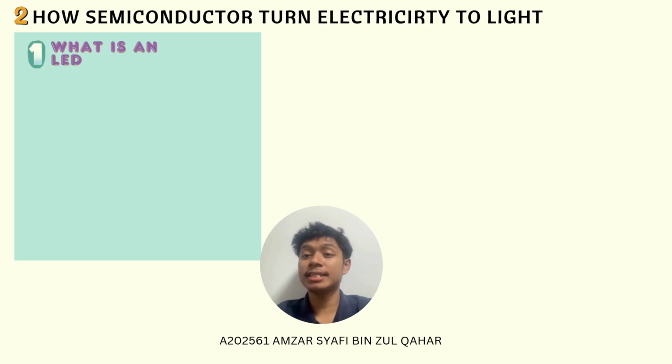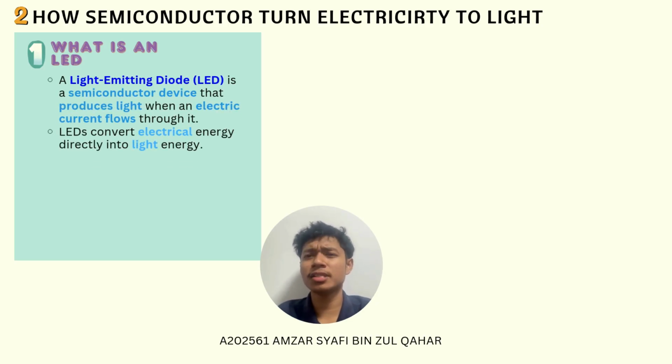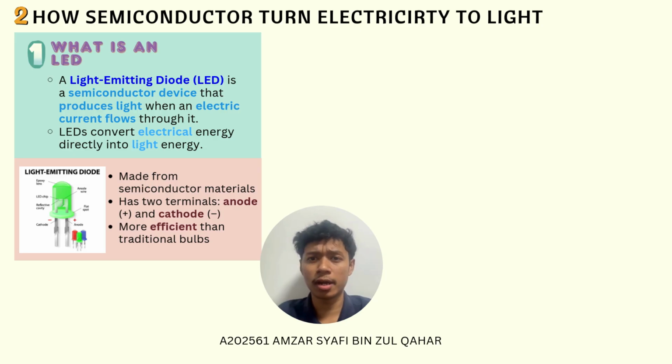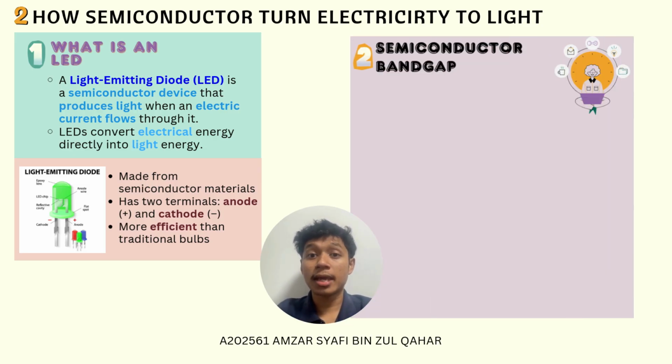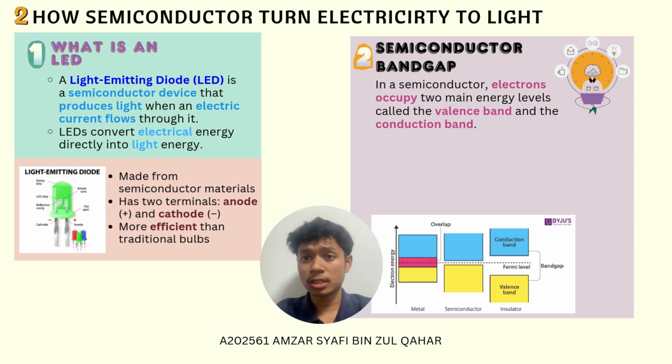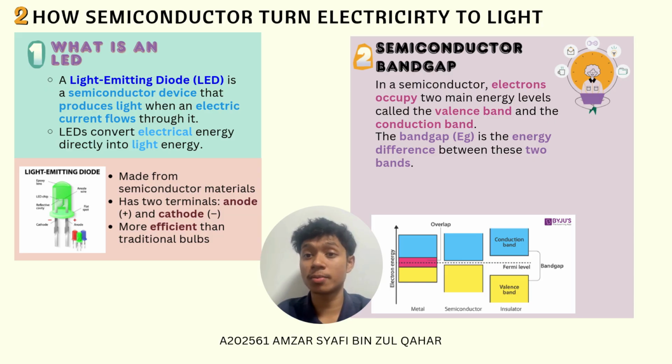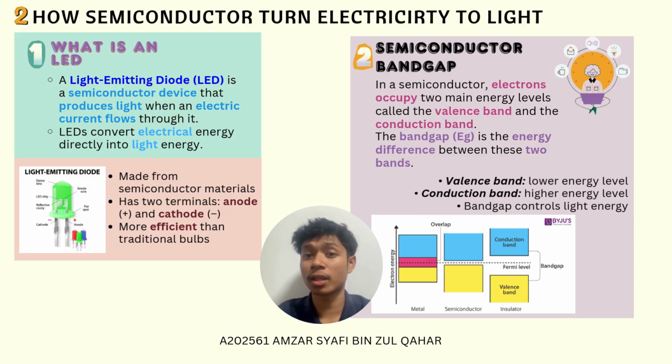Ever wonder how LEDs turn electricity into light? A light-emitting diode, or LED, is a semiconductor device that converts electrical energy directly into light. Unlike traditional bulbs, they are incredibly efficient and rely on a concept called the band gap. The band gap concept: inside a semiconductor, electrons occupy two energy levels, the lower valence band and the higher conduction band. The energy difference between these two is the band gap. This gap is the gatekeeper that controls exactly how much energy the light will have.